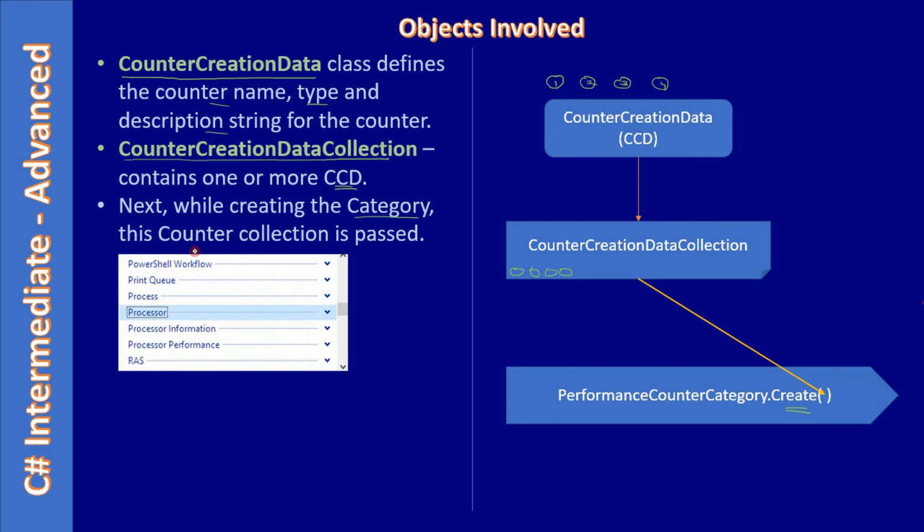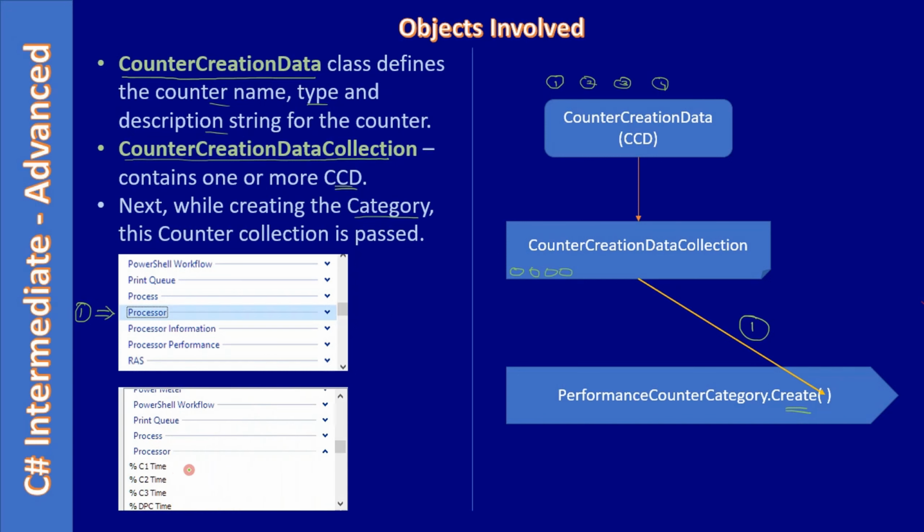And if you want to visualize it, this is the category group that's passed here. Then under processor, if you see, there will be multiple counters that you will create here and submit it to the collection.